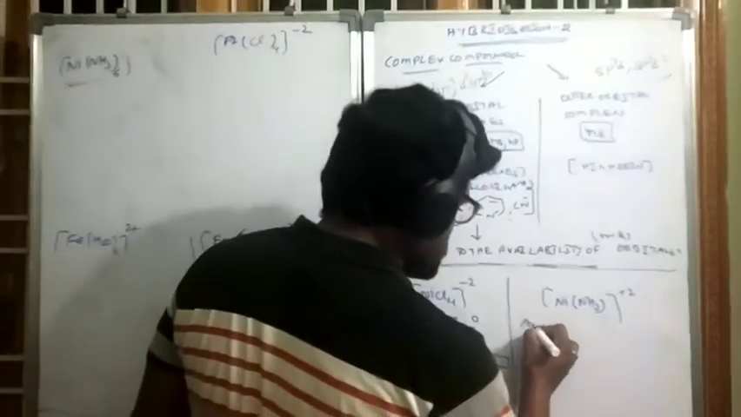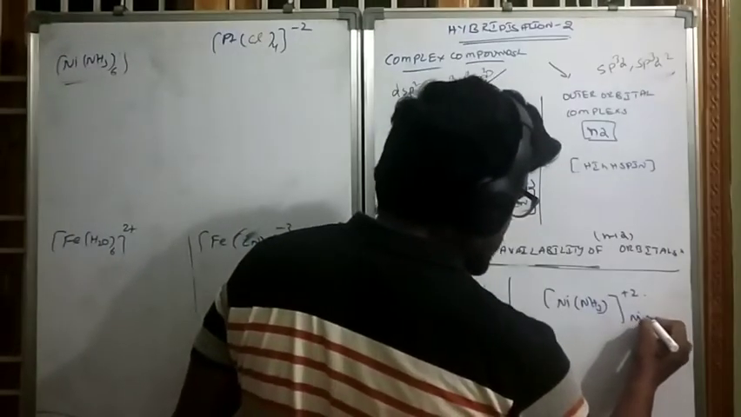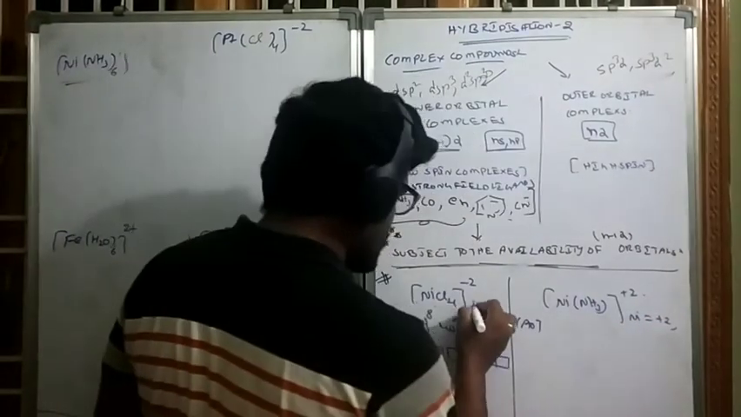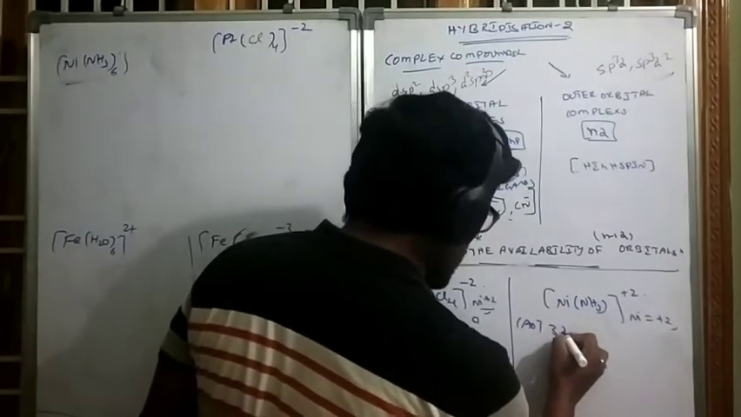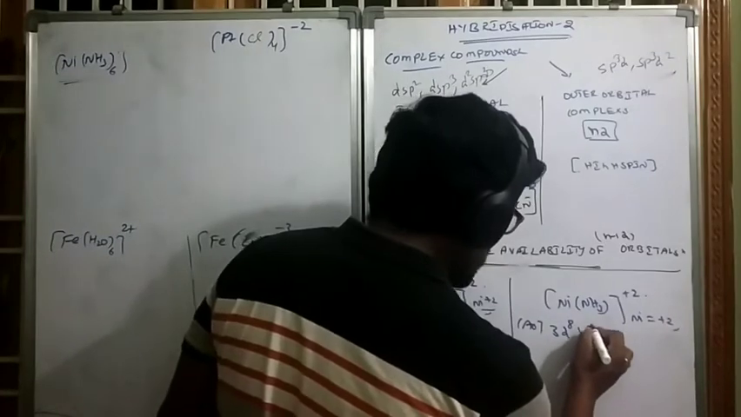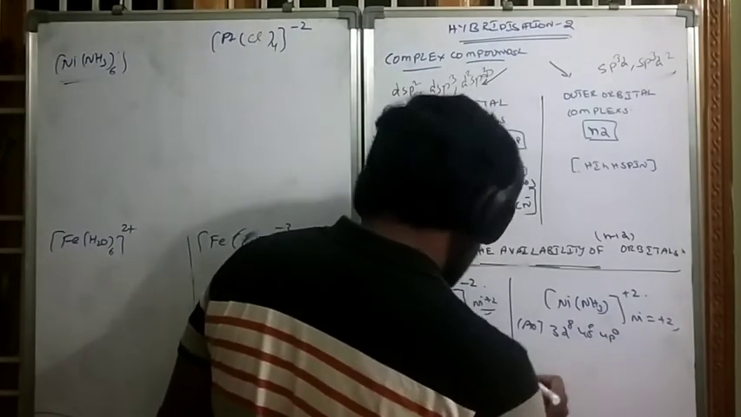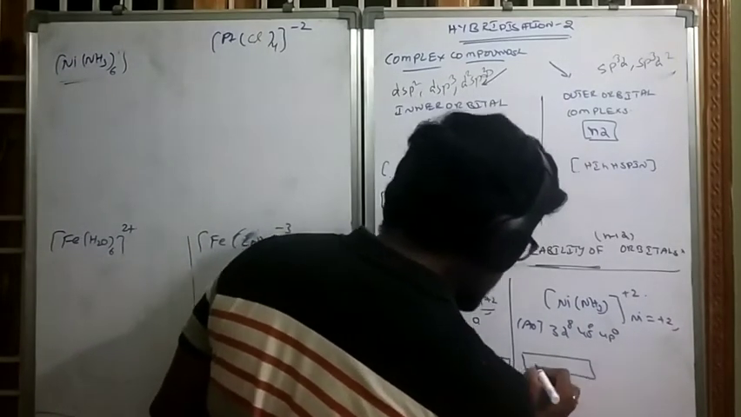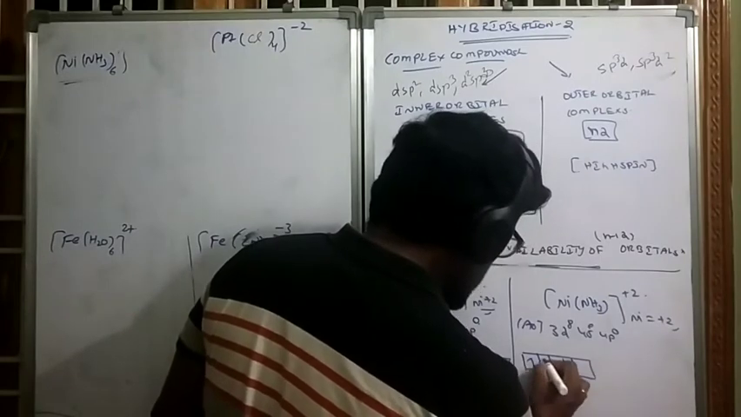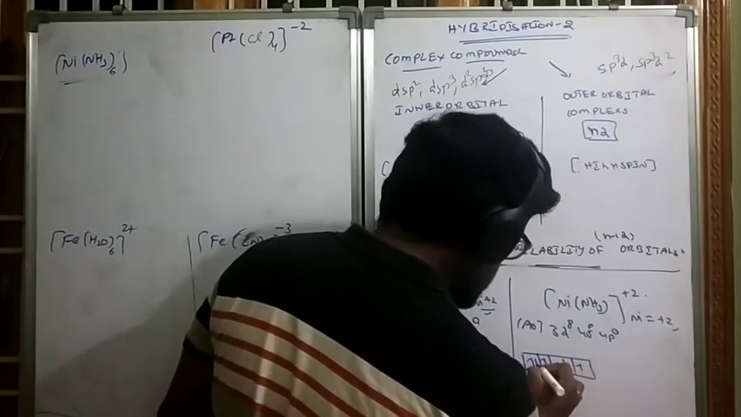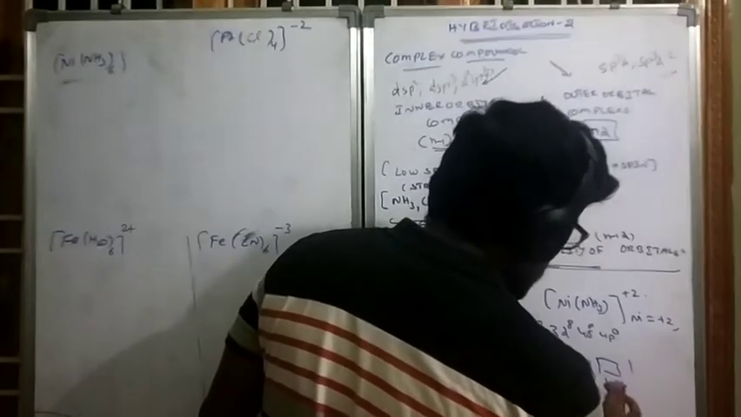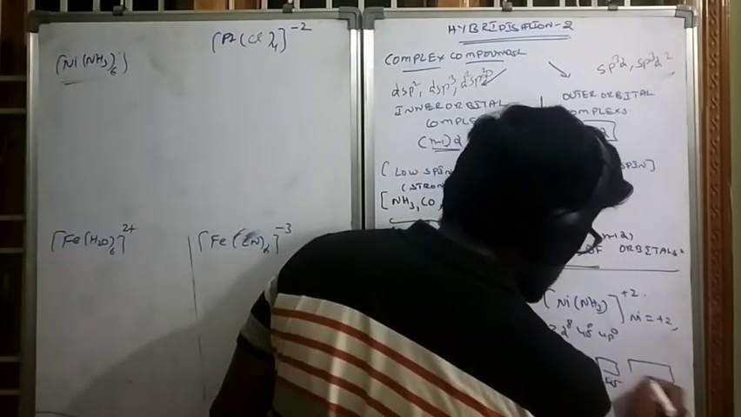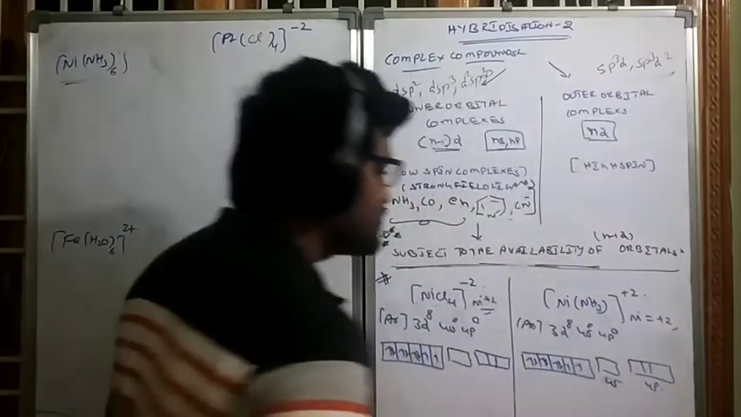And nickel is present in the +2 oxidation state. Here also nickel is present in +2. So it will be argon 3d8, 4s0, 4p0. So 3d8 means, as you know very well, 1, 2, 3, 4, 5, 6, 7, 8 will come. 4s is present and then 4p is present.